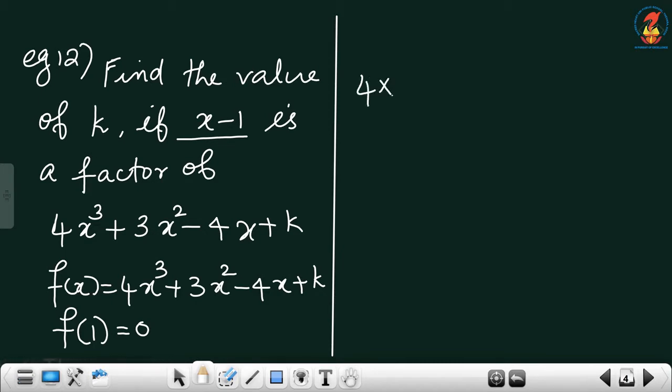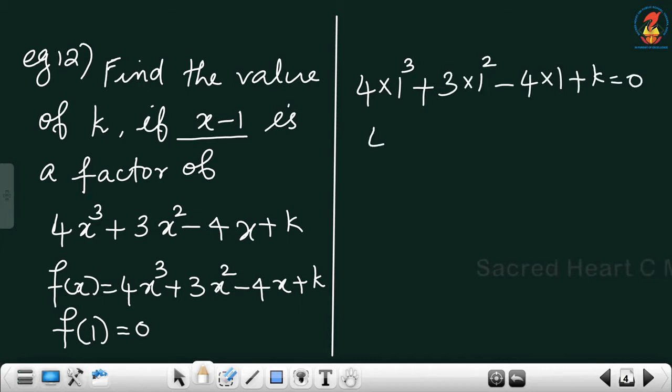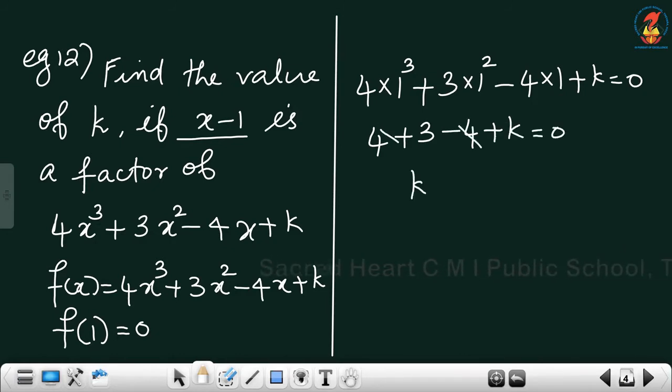So 4 into 1 cube plus 3 into 1 square minus 4 into 1 plus k equal to 0. So 4 plus 3 minus 4 plus k equal to 0. So k is equal to minus 3 using factor theorem.